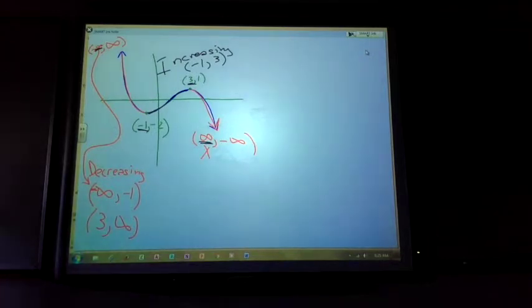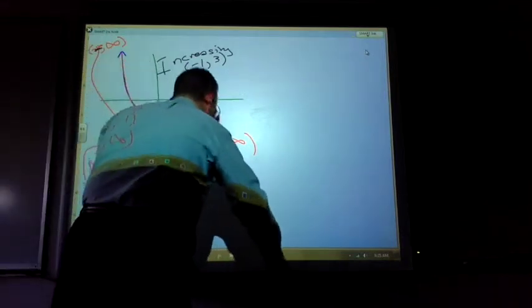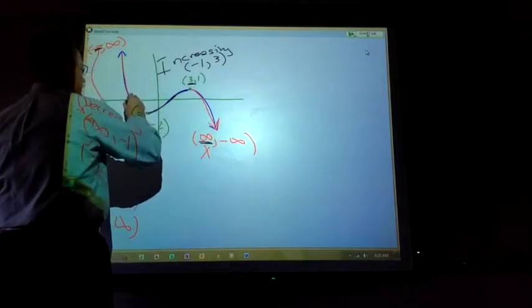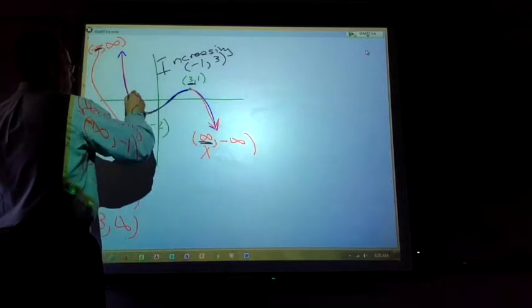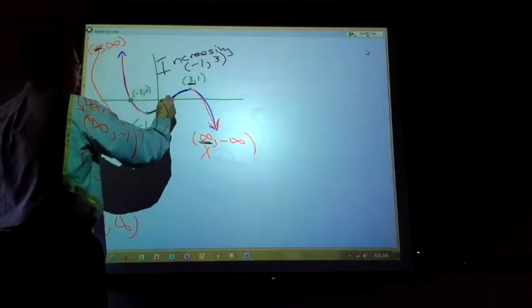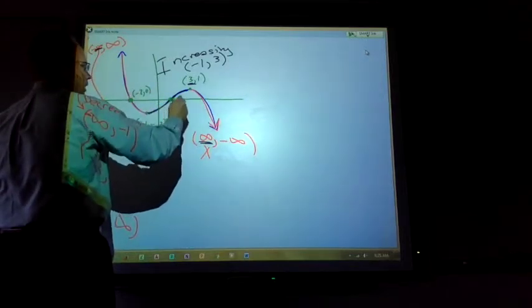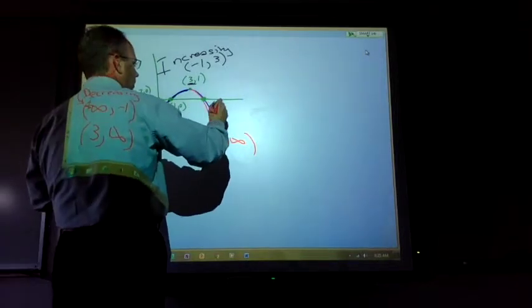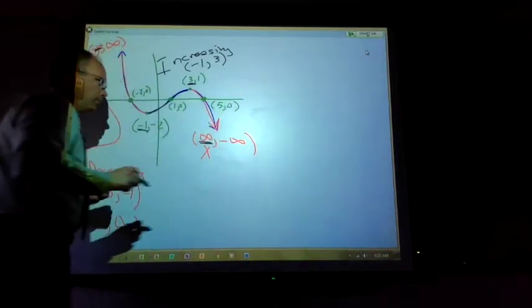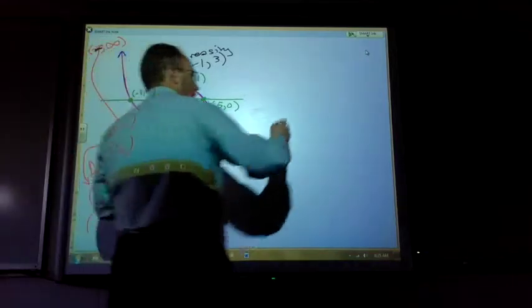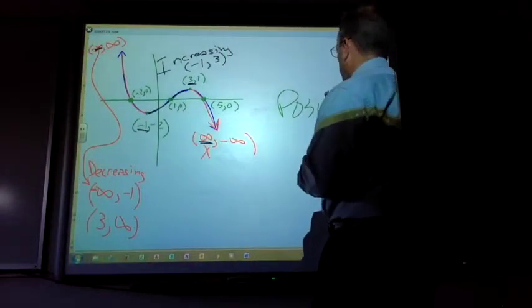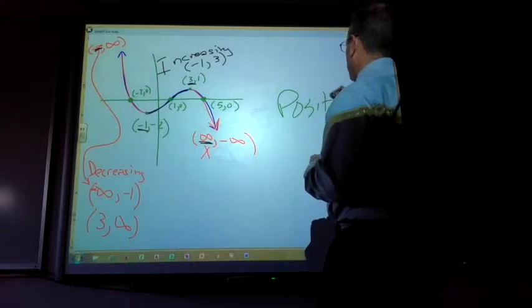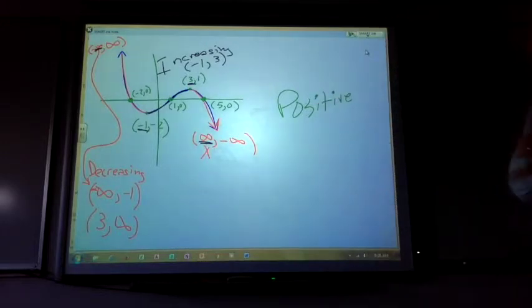Ooh, and last question. I got to add a little bit here. Let's call that the point -2, 0. Let's call that the point 1, 0. Let's call that the point 5, 0. Now this is an easy concept, but easy to get left behind on. Where does this graph appear to be positive? And that means where is it above the x-axis?